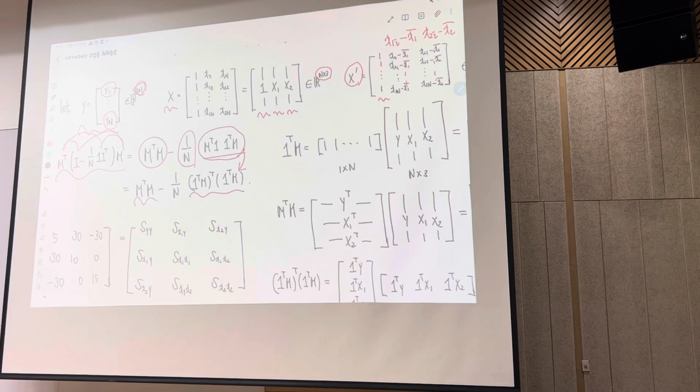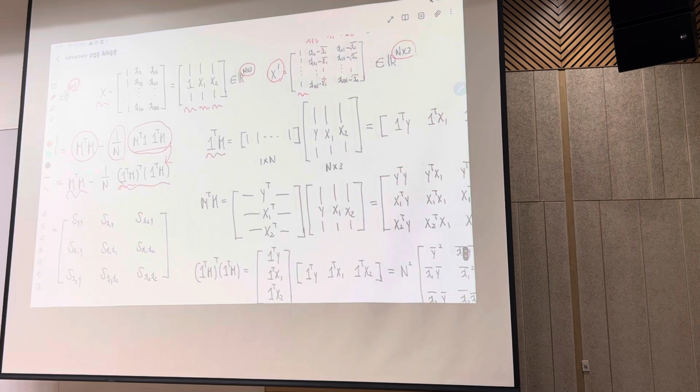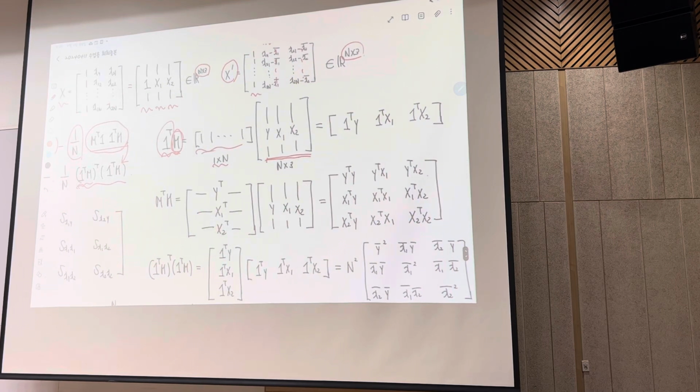What is m transpose m? What is 1 transpose m? 1 transpose m can be calculated like this. 1 transpose is a 1 by n matrix, and m is an n by 3 matrix. Then in this formula we can calculate like this: this row vector with this column vector here, this row vector with this column vector here, this row vector with this column vector here. So 1 transpose m is a 1 by 3 matrix.